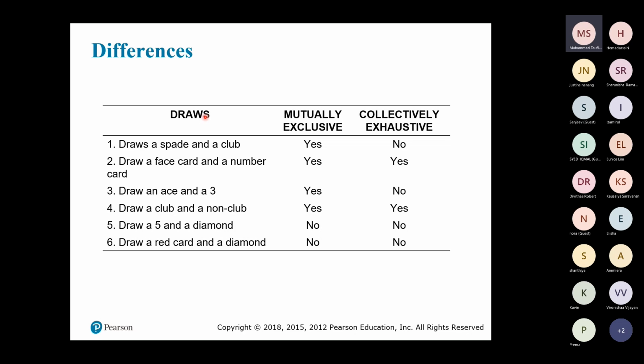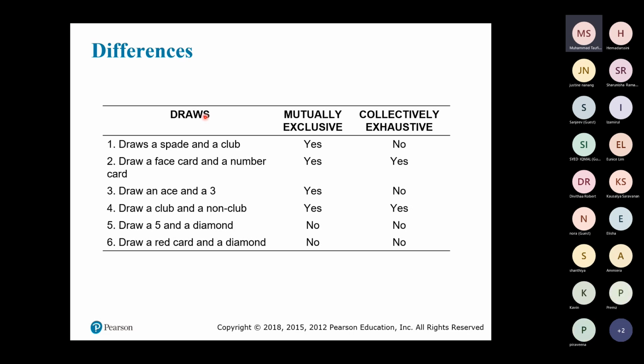All right, so these are the differences. Draw a spade and a club. Mutually exclusive? Yes, because there is no card with the symbol of spade and club in one card. There is no 7 of spade-club, there is no card like that. So the event is mutually exclusive. You can either pull a card of spade, or else you can pull a card of club. You can pull either one.